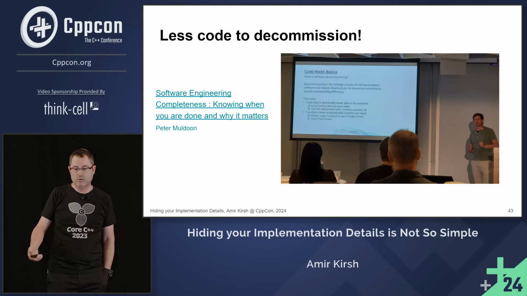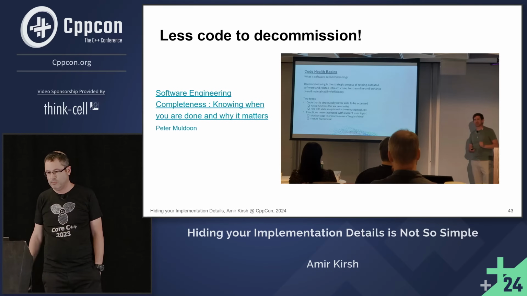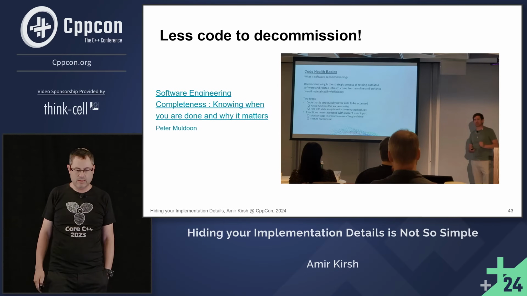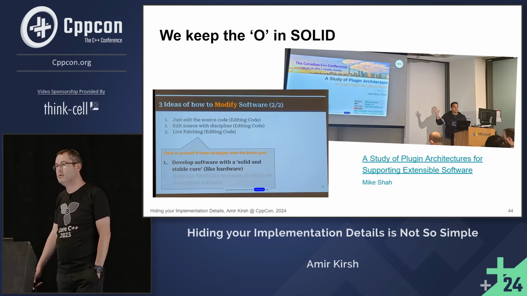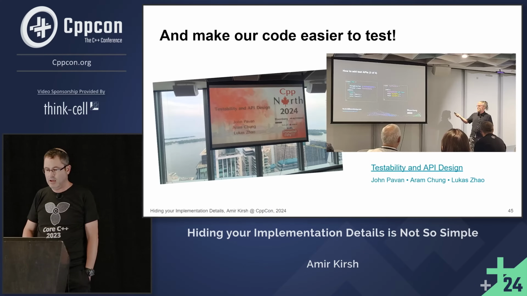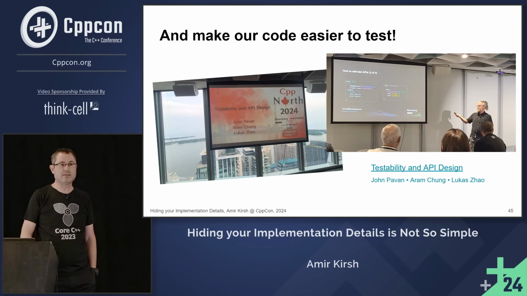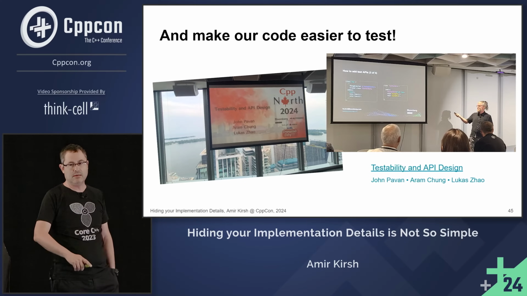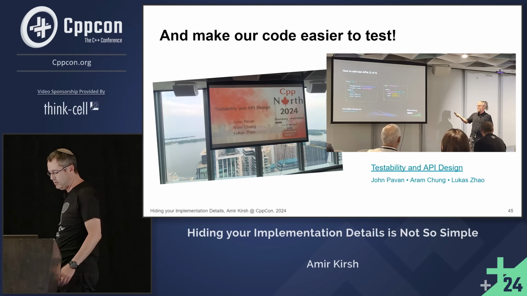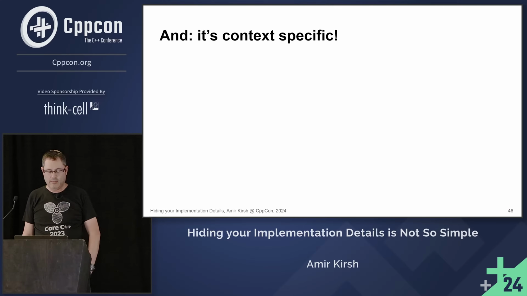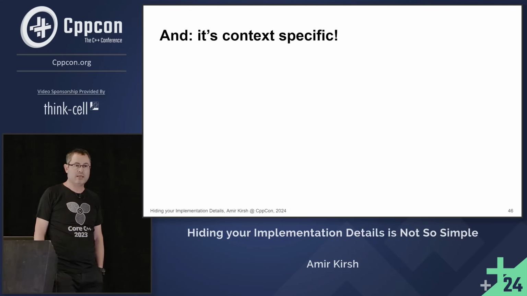Less code is less code to decommission. Peter Muldoon talked about that. And we keep the O in SOLID when the API is small and concise. And we make the code easier to test. All these are talks from CPP North. When I gave this talk, I related to these. And as I said, it is context specific.